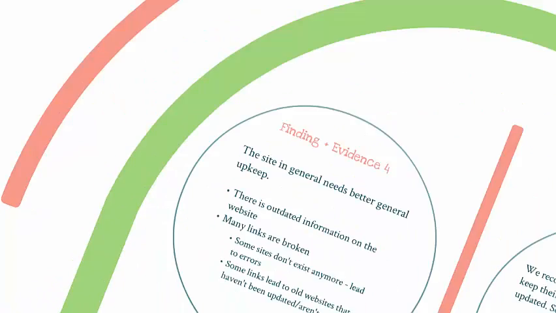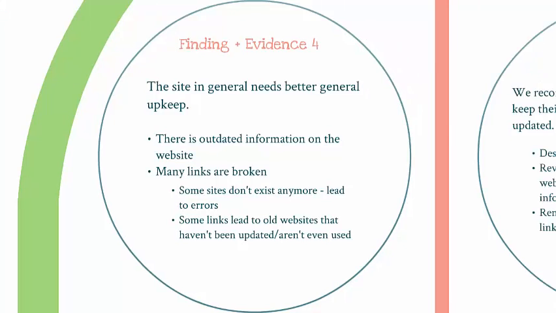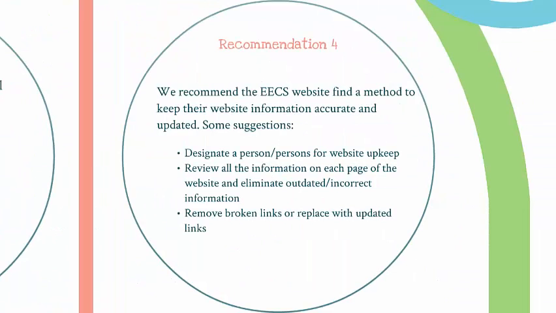For our fourth finding, we found that the site in general needs better upkeep. There's outdated information on the website and many links are broken. Some sites don't even exist anymore, leading the user to errors, while some links lead to old websites that haven't been updated or aren't even used. We recommend that EECS find a way to keep the website information accurate and updated.